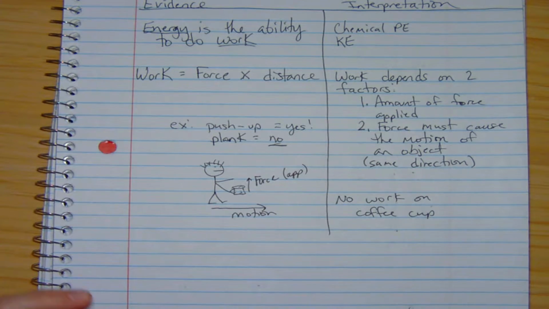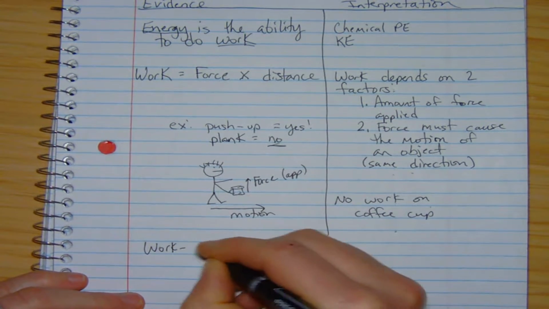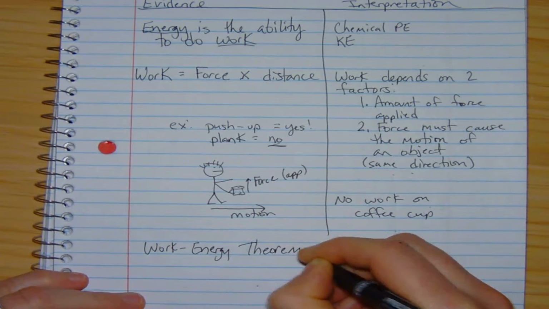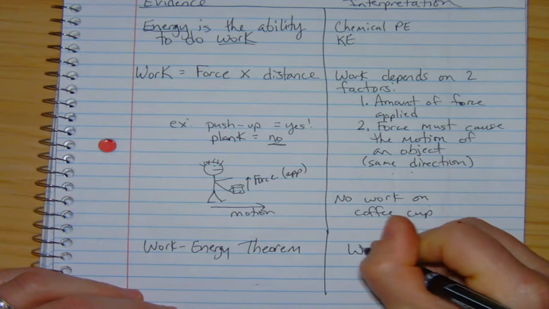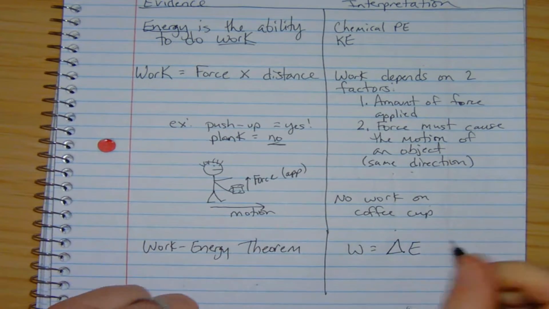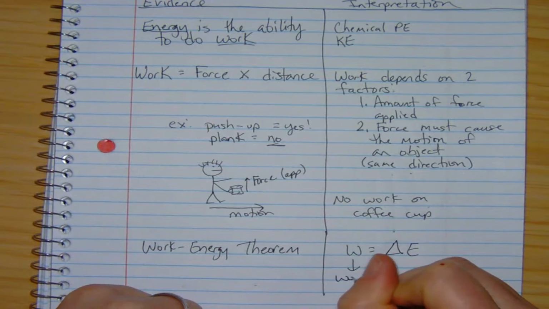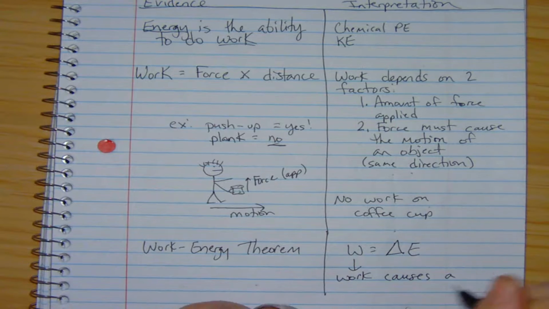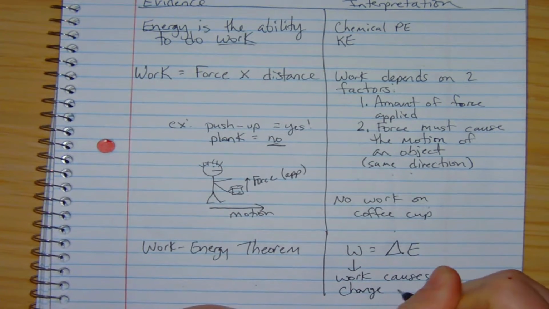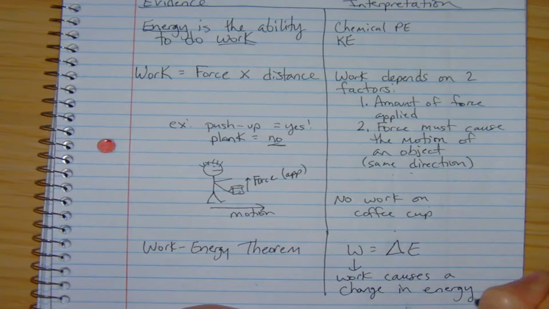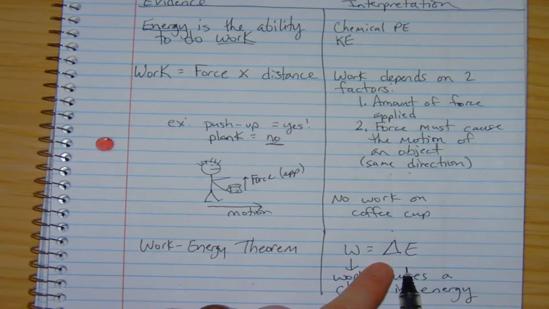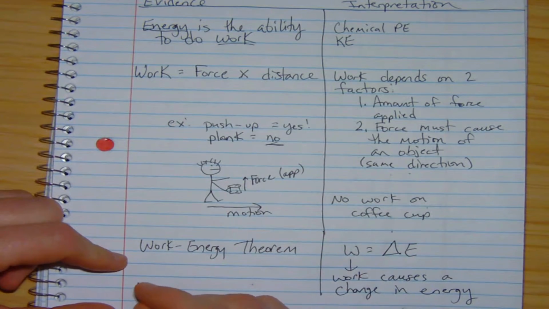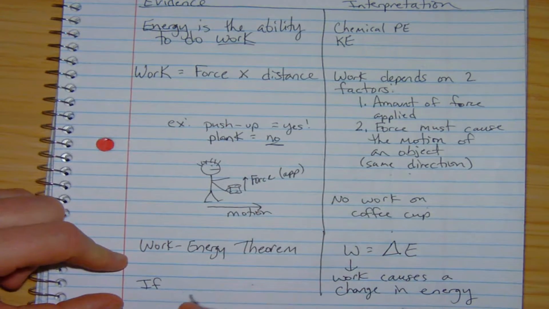The last thing to talk about is what is called the work energy theorem. Sounds fancy, it's not too tough. What it says is that the work you do on an object, we could say work causes a change in energy. It's also equal to the change in energy. So in other words, let's say I'm picking something up and sitting on a table.